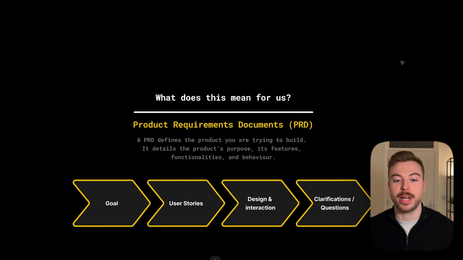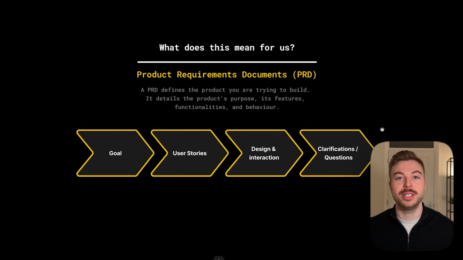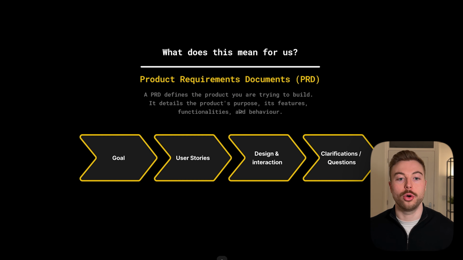And what this really means for how we use it day to day is that we need to spend way more time up front on the product requirements document, or PRD. And what this does is it really clearly defines the end result that you're trying to achieve. So what you want to build, its purpose, its features, its functionalities, and its behavior. We want a really clear goal of what it's going to do, the output we want, the user stories of how customers and clients are going to interact with it, any designs and interactions from the user, and then any clarifications and questions at the end.